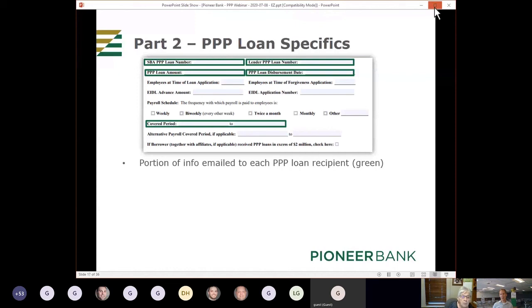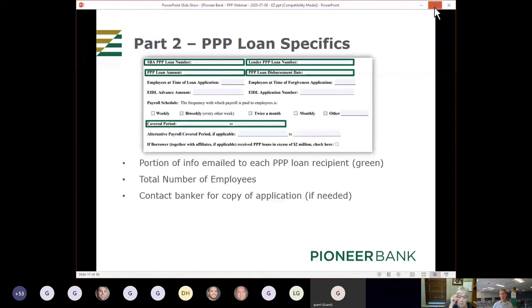Next one is on the employees at time of application and the employees at time of forgiveness. One thing to note here is this is total number of employees, not something like full-time equivalent employees. This is more of a head count type of number. Basically, we're comparing what it was at application to what it is now at forgiveness. If you don't have a copy of your application and you don't remember exactly what number you put in for the employees at the time of application, go ahead and contact your banker. They still have a copy of your application and they can get that over to you if you'd like.